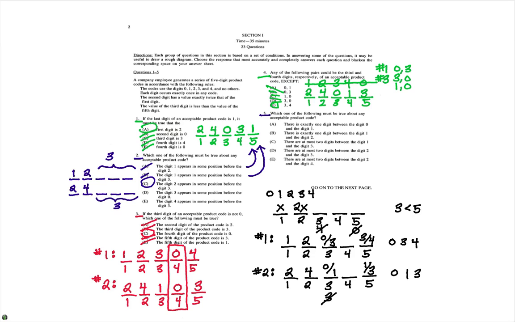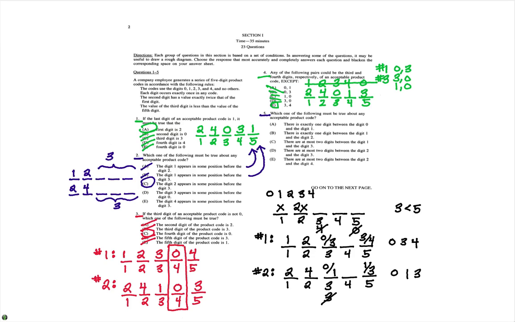Question 5. Which of the following must be true about any acceptable product code? Again, another must be true question here. So let's use our previous hypotheticals to eliminate incorrect answer choices, because again, if something must be true, then one counterexample will eliminate an answer choice.